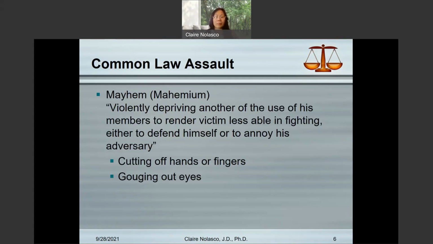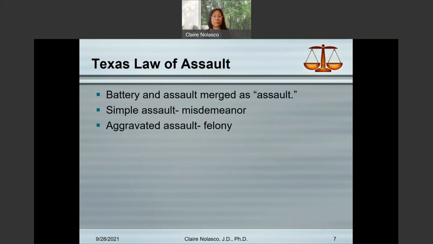Now, what is mayhem? Mayhem is violently depriving another of the use of his members to render the victim less able in fighting, either to defend himself or to annoy his adversary. Examples would be cutting off hands or fingers or gouging out eyes.